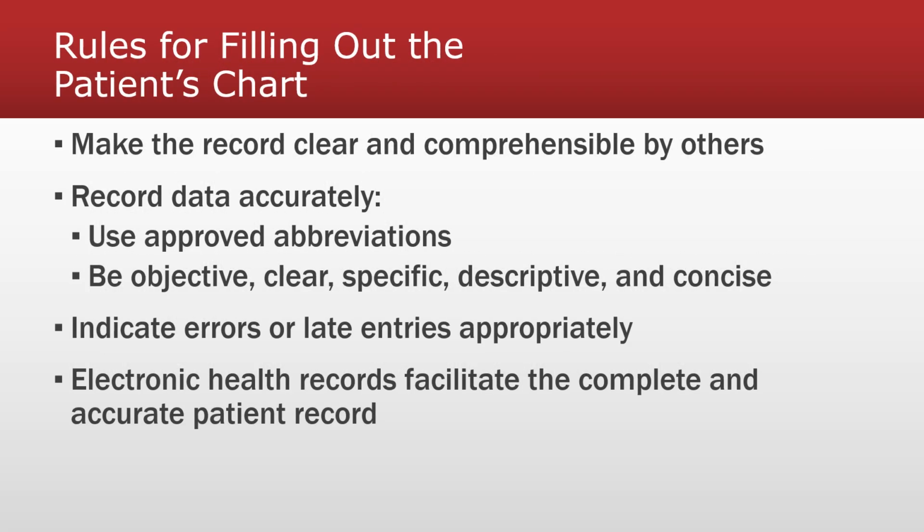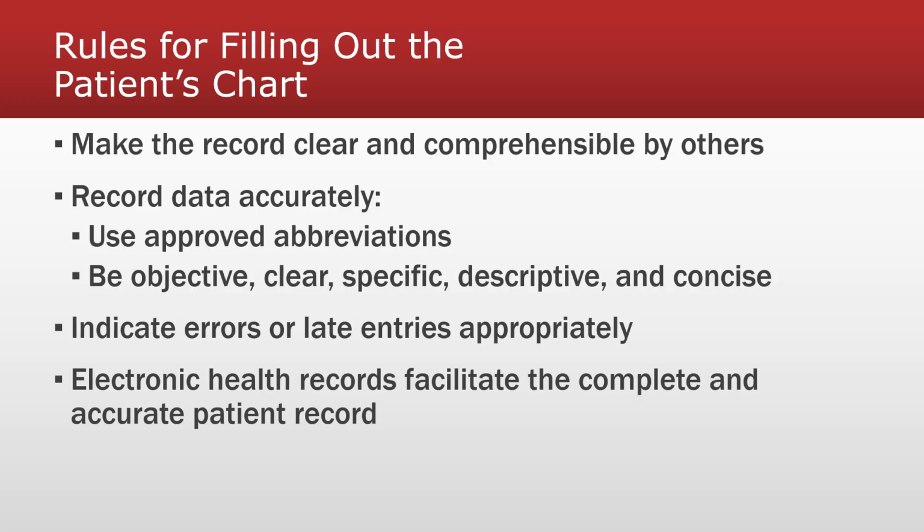Good documentation isn't just about writing things down, it's about making the record useful for everyone who comes after. That starts with clarity. Records should be clear and comprehensible so another nurse, a physician, or even a lawyer years later can understand exactly what happened. Accuracy is just as important. That means using approved abbreviations, never made-up shortcuts. It means writing in a way that's objective, clear, specific, and concise.